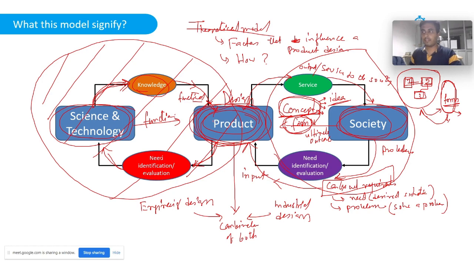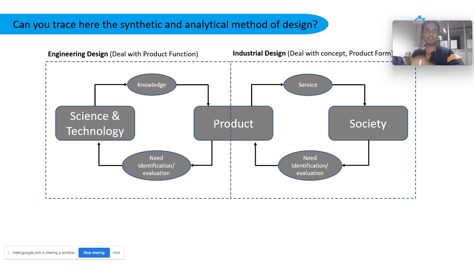Okay, let's move to the next part. So, can you trace the synthetic and analytical method of design in this diagram? Okay, let me define it.